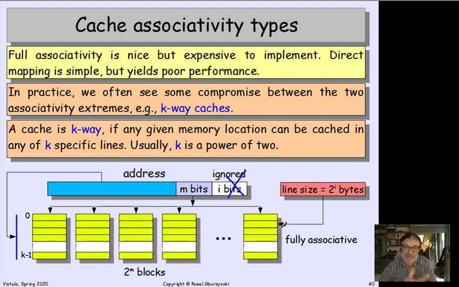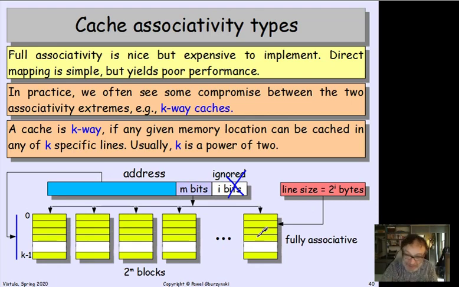Okay, and then we say that a cache implemented like this is a k-way cache if any given memory location can be cached in any of k specific lines. What does it mean? Well, here we have the flexibility. When we look at any particular memory location, it gives us a particular block number. The rightmost m bits of this block number tell us which super block we are supposed to use, which associative cache we are supposed to use. So we are not flexible here. But once we get there, we have k ways to accommodate the block, right?